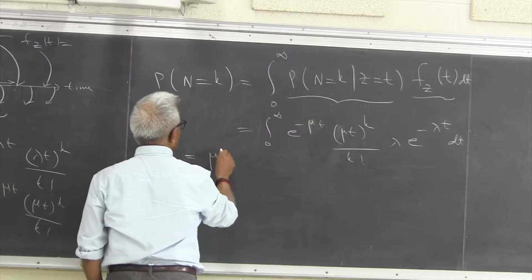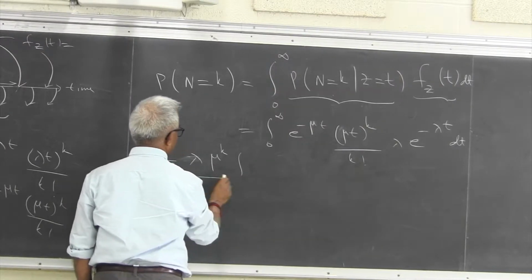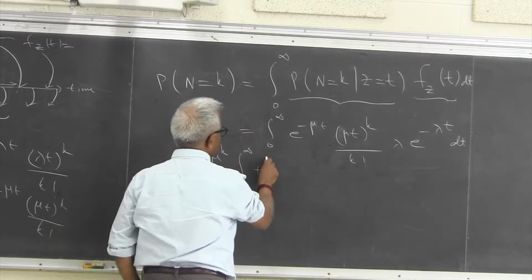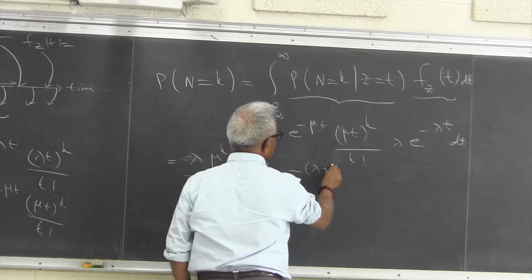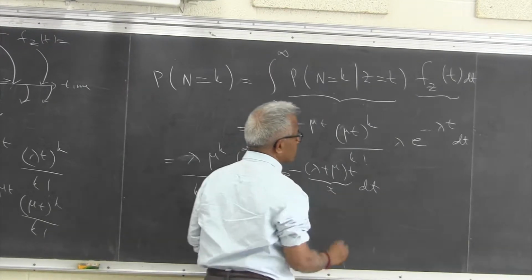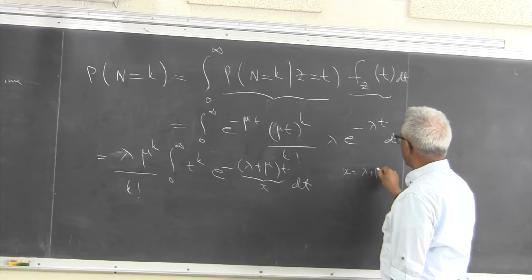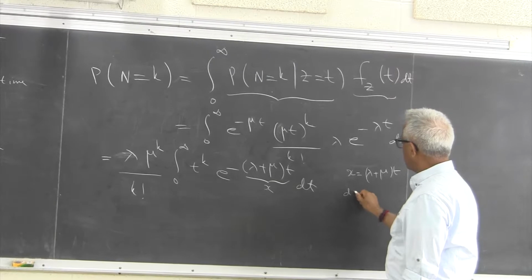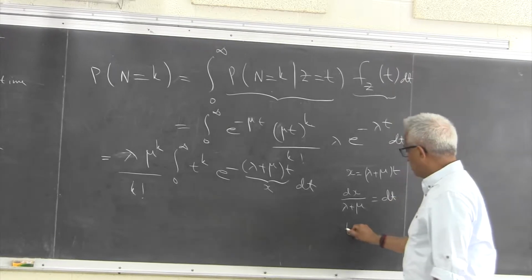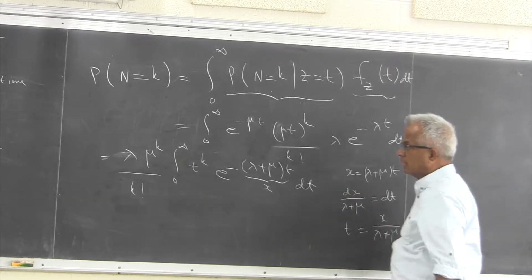So mu to the k goes outside, lambda also goes outside, and k factorial goes outside. The integral from 0 through infinity of t to the power k, e raised to minus lambda plus mu times t, dt. So I'm going to call this a new variable, say x. I put x equal to lambda plus mu times t. So dx over lambda plus mu will be dt, and t will of course be x over lambda plus mu. So I'm going to substitute that here.